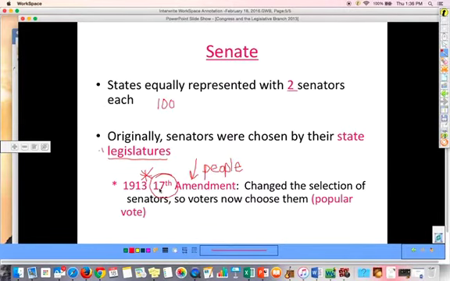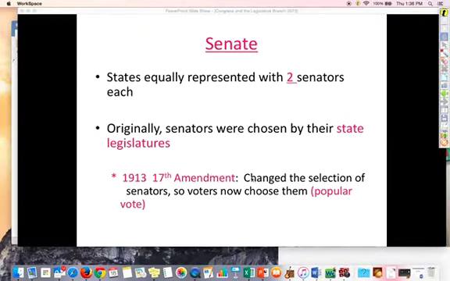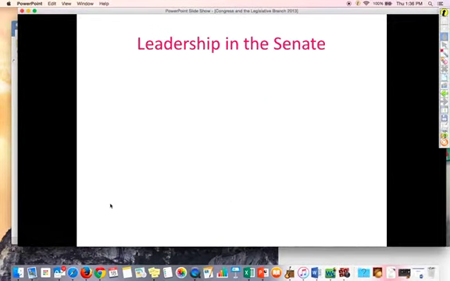We have 100 senators originally chosen by the state legislatures, and the 17th Amendment changed it, increased the voter base so we can vote for them directly. Now, there are several constitutional positions in the Senate, but what's really strange is the most powerful position in the Senate is not in the Constitution, and I want to address that.